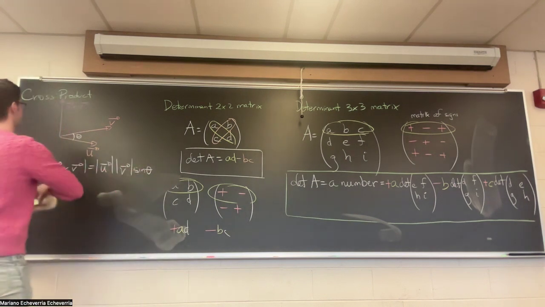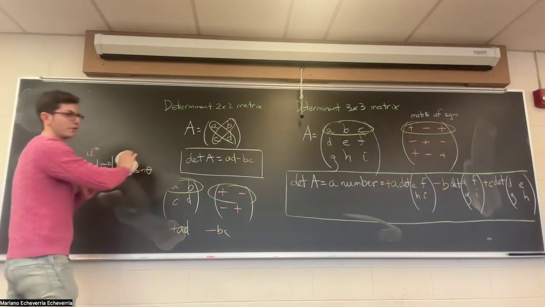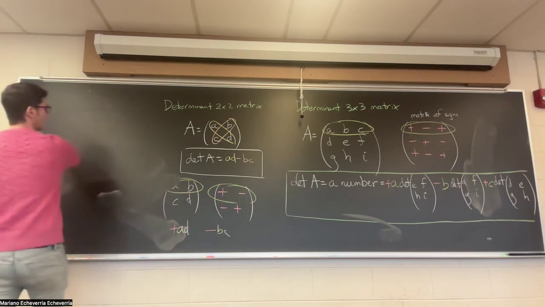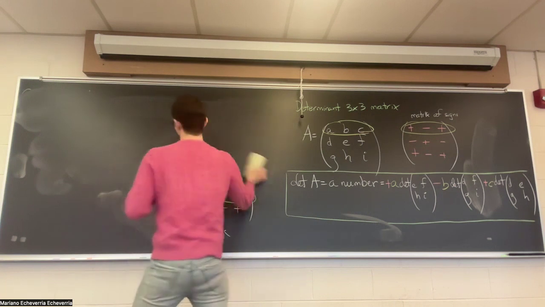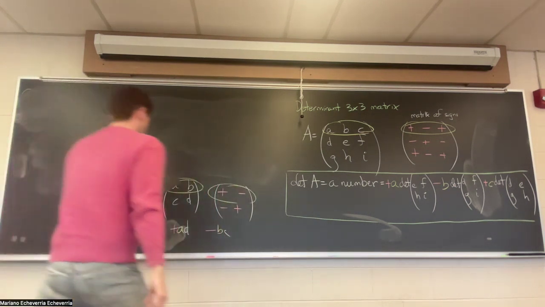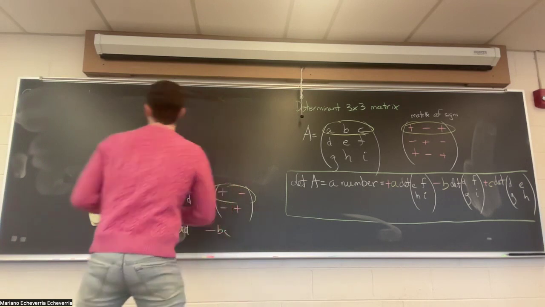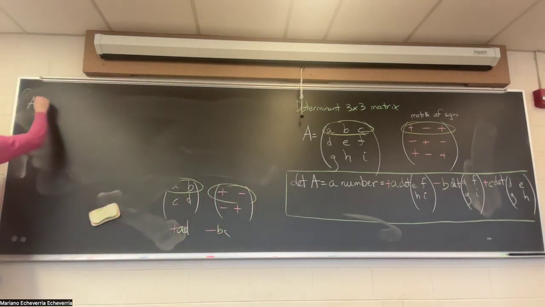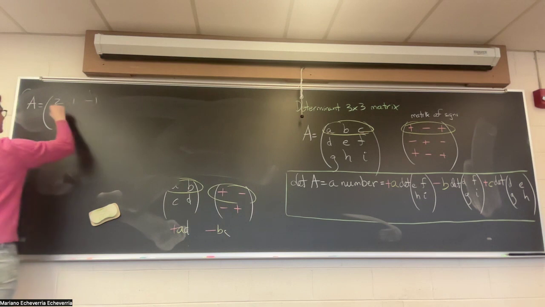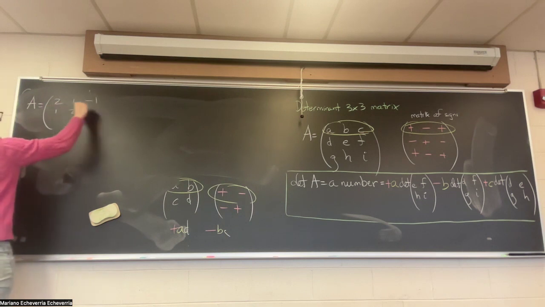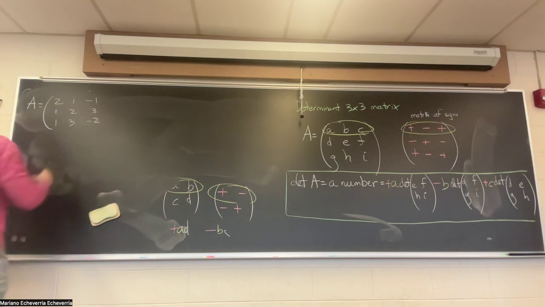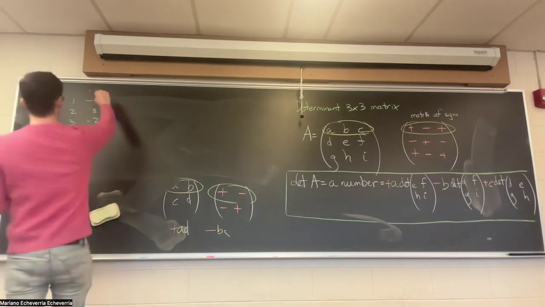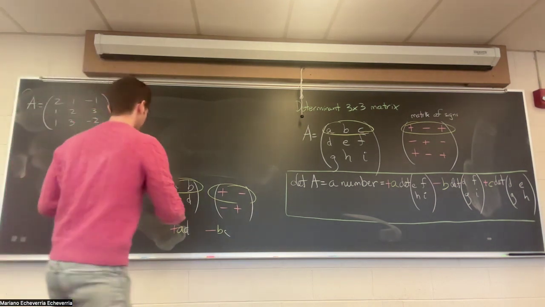I'll erase that in a second. Let me just do an example, and then I'll give you the formula for the cross product before moving to a different topic. For example, if I had chosen A to be 2, 1, -1, 1, 2, 3, 1, 3, -2. If I had said the matrix is this, what is the determinant of this matrix?